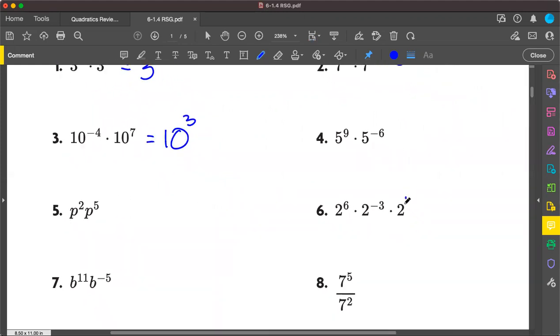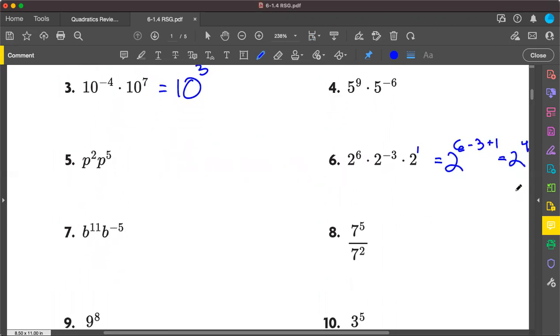Let's do this one. This one looks kind of cool. All the same bases, so throw that all together. 6 minus 3 plus 1. So 2 to the fourth.